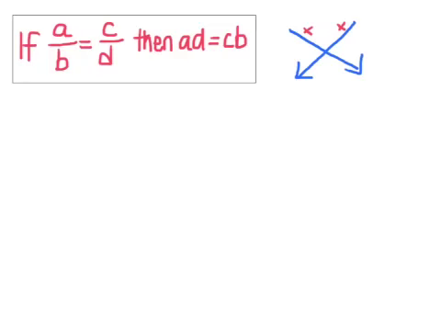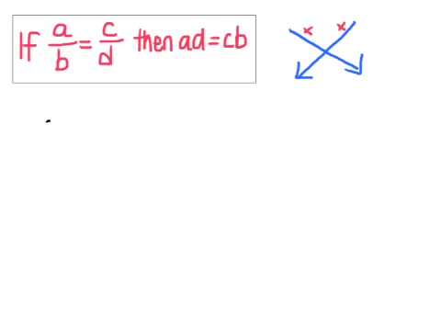I like to think of this cross multiplying in the shape of a cross, where if we think about A times D here on the left, it's like going from top left to bottom right in that direction, and that's equal to C times B, which again is a cross shape, which gives us the result that A times D equals C times B. So let's look at some examples of how that works.